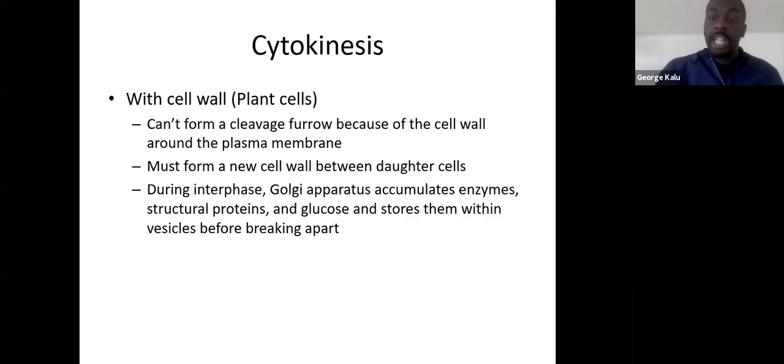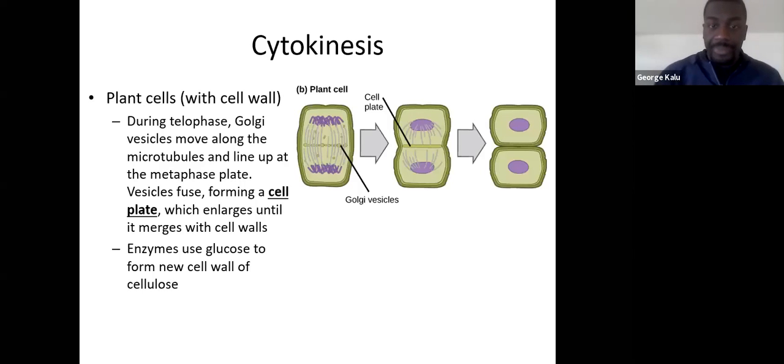Now, when prophase hits, the Golgi apparatus is going to start to break apart, and it's going to move all those vesicles to the outside of the cell. Those vesicles are going to remain there throughout prophase, metaphase, anaphase, and telophase. Now, when it's ready for cytokinesis, when it's ready to actually come back together, those Golgi vesicles that were containing the structural proteins, the enzymes, and glucose are going to start to come back along the metaphase plate. They're going to reorient themselves at the metaphase plate and line up together right there.